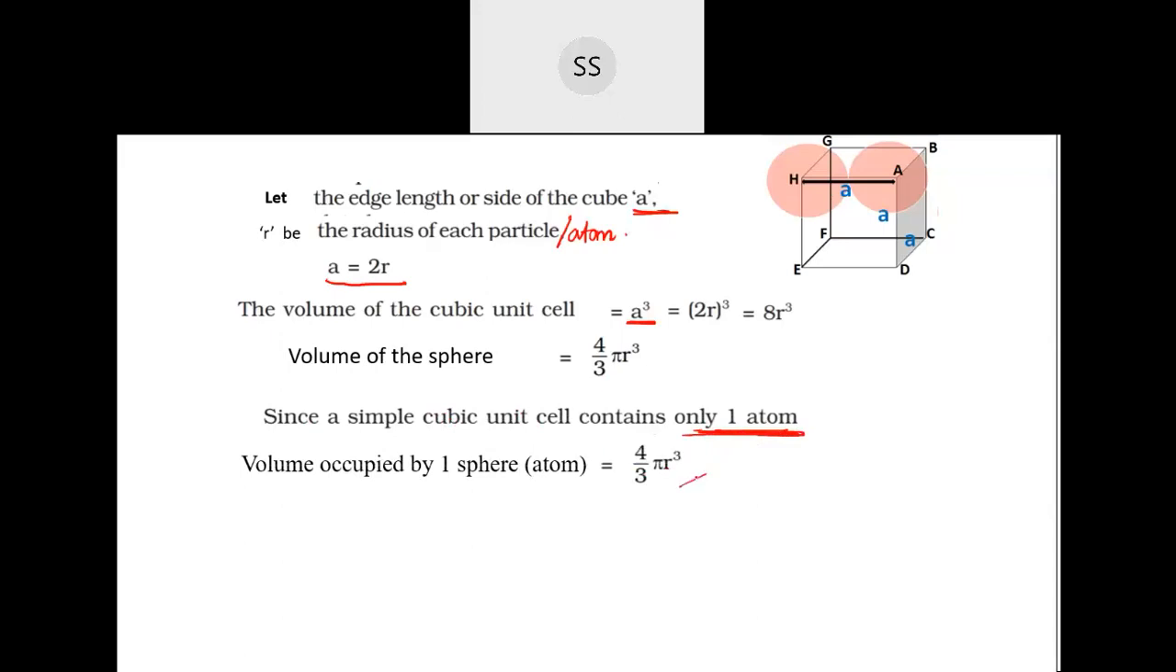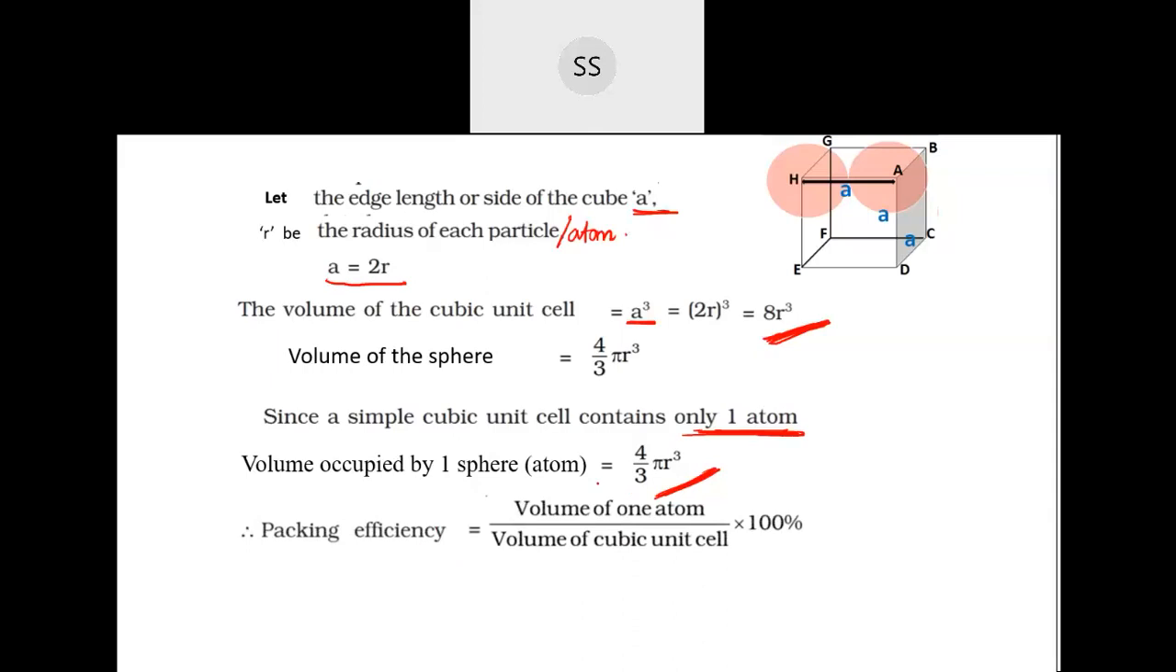So we got the volume of the atom, and we have also got the volume of the cubic unit cell. Now you have to divide both in the packing efficiency formula. Packing efficiency is equal to volume of one atom divided by total volume of the cubic unit cell, into 100. Now substitute: volume of one atom is 4 by 3 pi r cube divided by volume of the cubic unit cell, 8r cube.